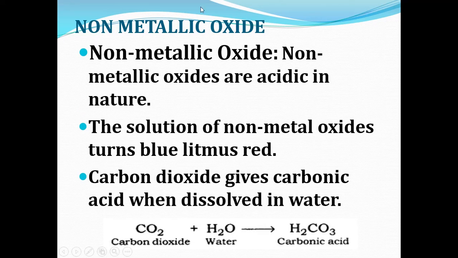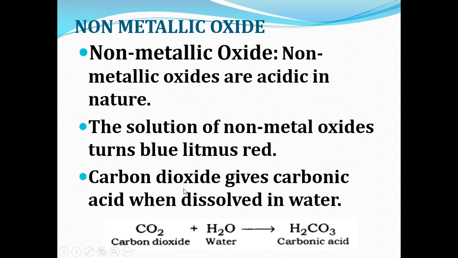Now we can see the property of non-metallic oxides. Non-metallic oxides are acidic in nature. We learned that metallic oxides are basic in nature in the last video, isn't it? Here non-metallic oxides are acidic in nature, so the solution of a non-metallic oxide turns blue litmus to red because it is acidic in nature.